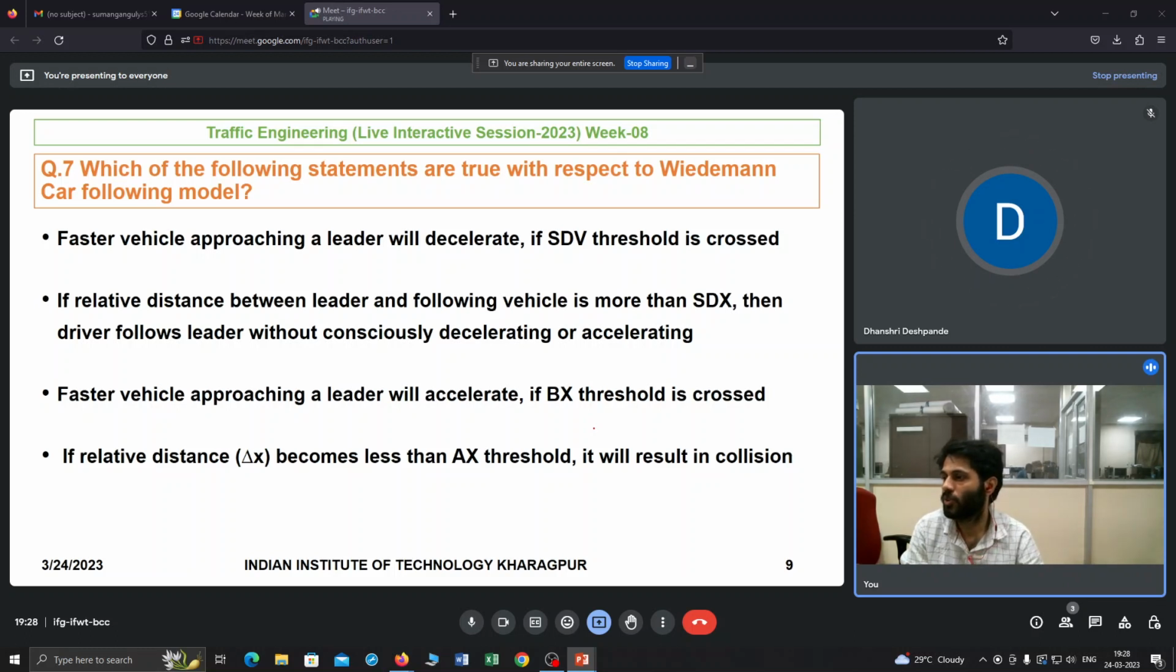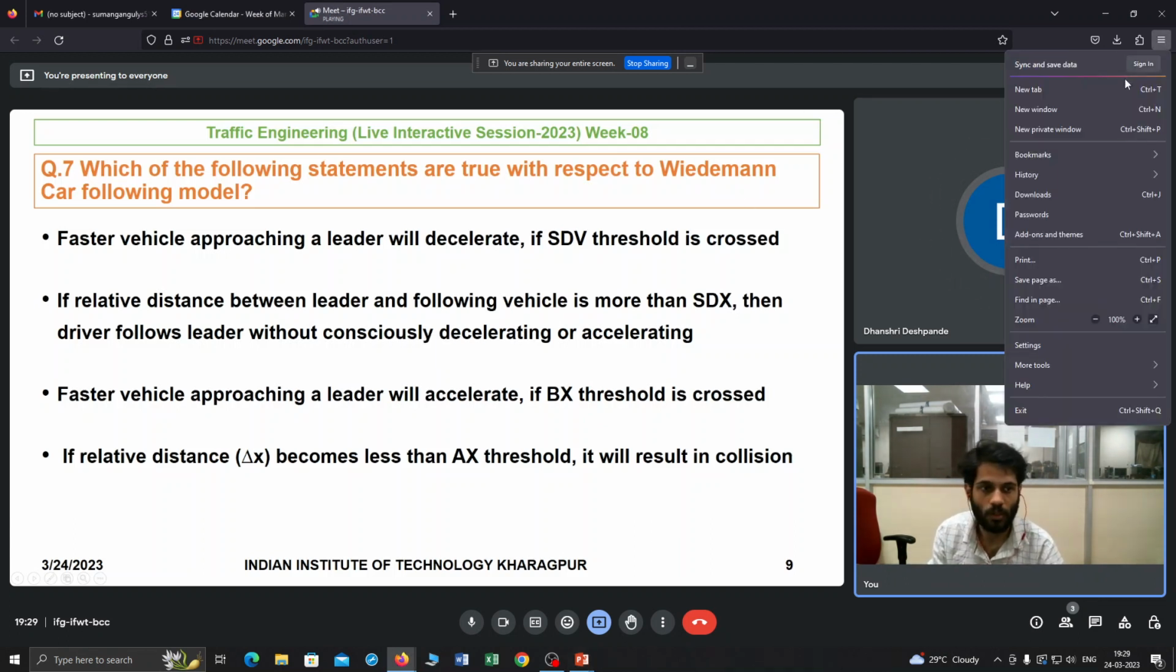Then the next one is, which of the following statements are true with respect to Wiedemann car following model? Faster vehicle approaching a leader will decelerate if SDV threshold is crossed. If relative distance between leader and the following vehicle is more than SDX, then the driver follows the leader without consciously decelerating and accelerating.